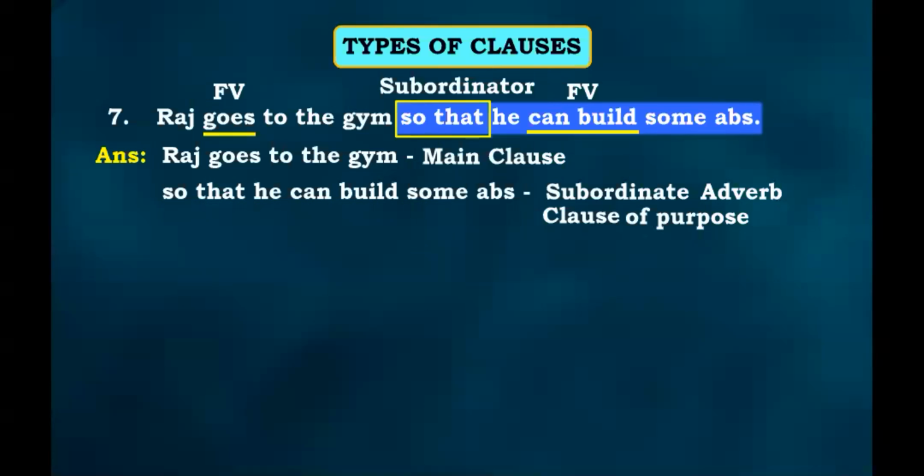A lot of people confuse it with the adverb clause of reason. Why does Raj go to the gym? So that he can build some abs. And I know it is a bit confusing. But again, listen to this very properly. What is the point of distinction? Another point of distinction between reason and this. In reason it is like, she did not go to school because she was ill. So why did she not go to the school?